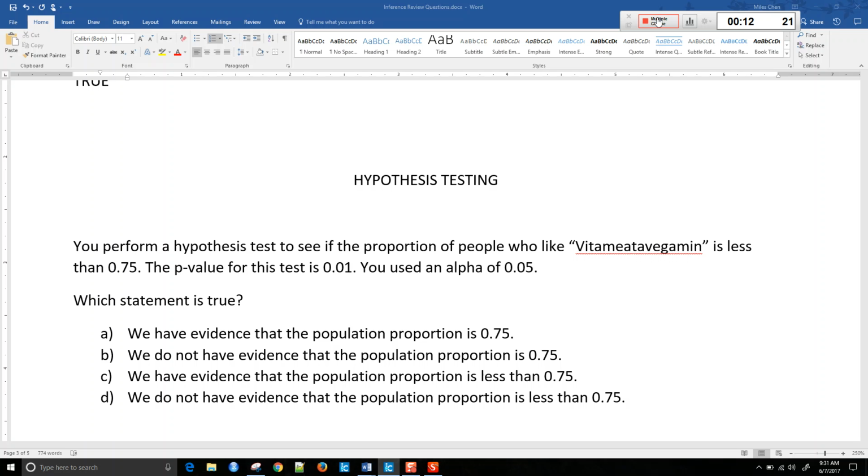So your possible statement choices are: A, we have evidence that the population proportion is 75%, or B, we do not have evidence that the population proportion is 75%. C, we have evidence that the population proportion is less than 75%, or D, we do not have evidence that the population proportion is less than 75%. Maybe I should say pick the best answer.